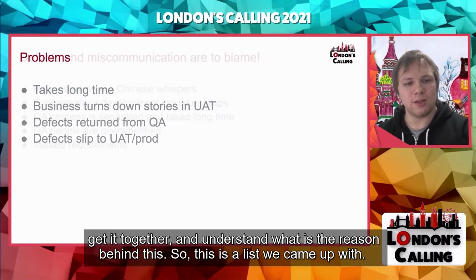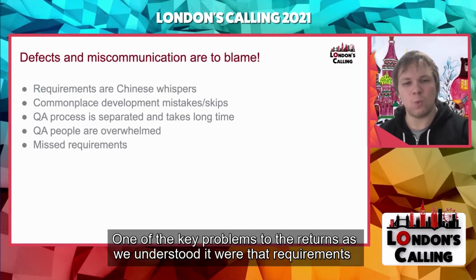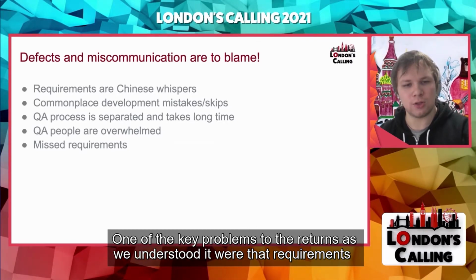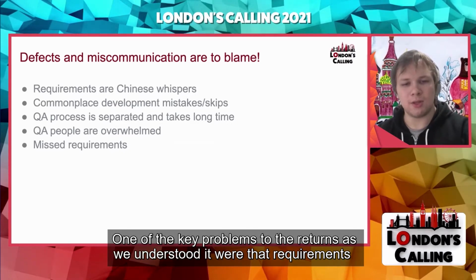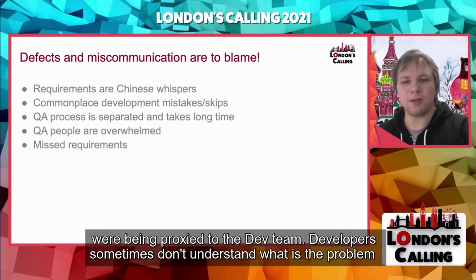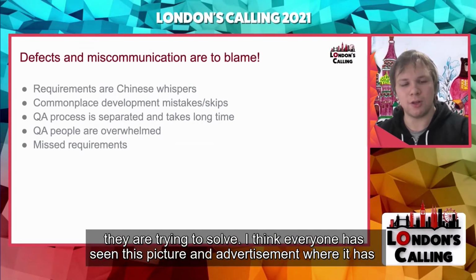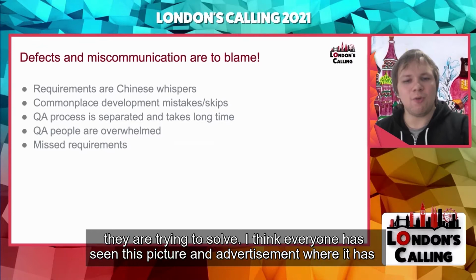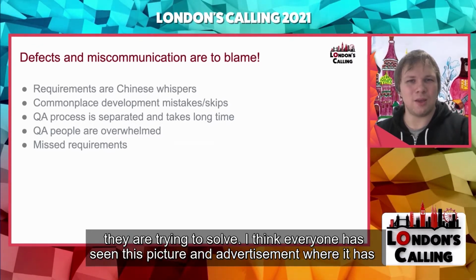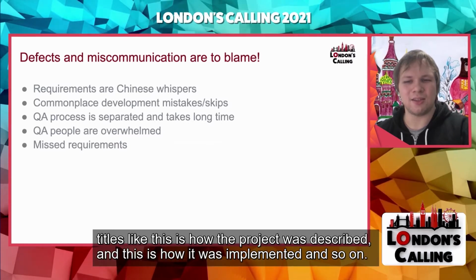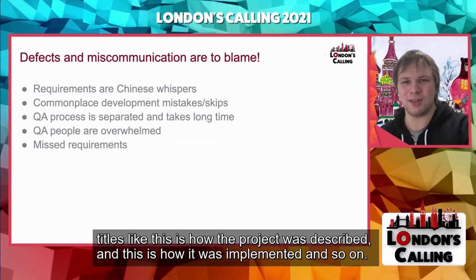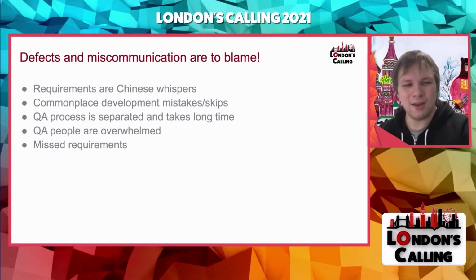This is the list that we came up with. One of the key problems with these UAT returns, as we understood it, was that requirements are being proxied to the dev team. So developers sometimes don't even understand what problem they're trying to solve. I think everyone has seen this picture of a tire swing with titles like, this is how the project was described, this is how dev understood it, and how it was implemented, and so on.